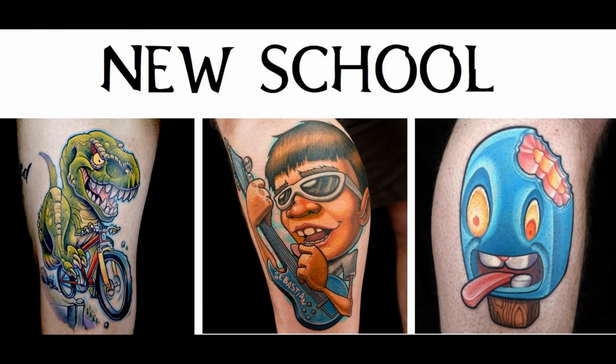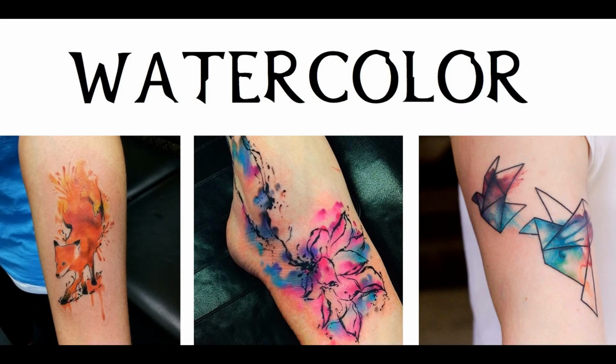New School is a style that uses saturated color to make tattoos pop, so they look like stickers. Watercolor is a style that uses unique color placement to make tattoos look like they were splashed on the body.